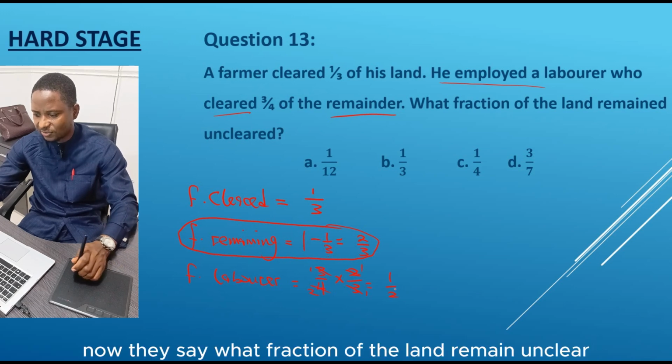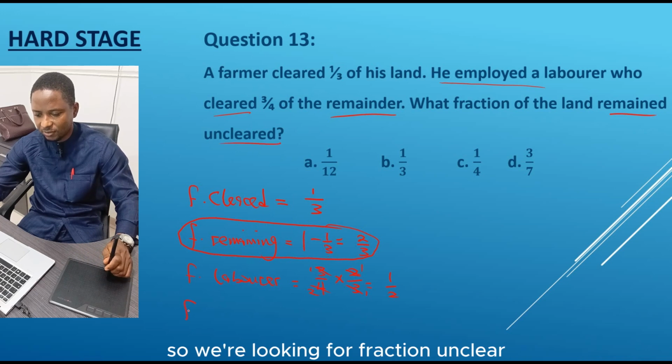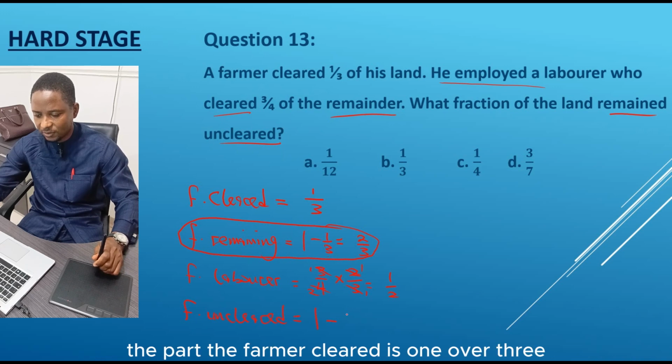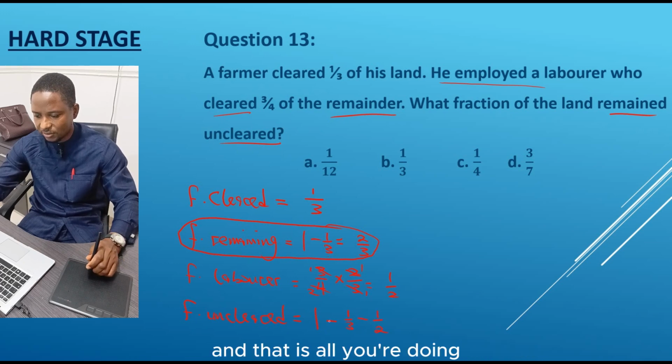Now they say what fraction of the land remains uncleared. So we're looking for the fraction uncleared. How do we go about that? Like I said, the whole is always 1. The part the farmer cleared is 1/3. The part the laborer cleared is 1/2. And that is all you're doing.